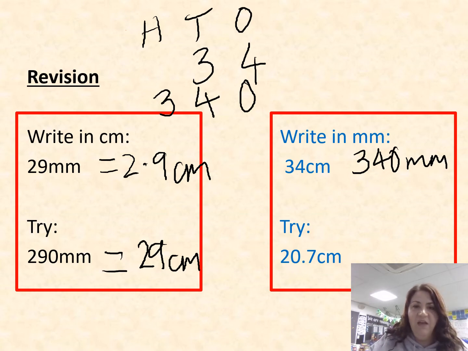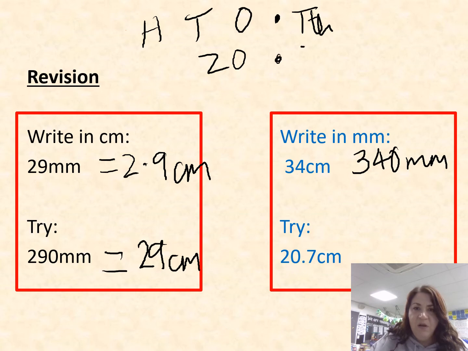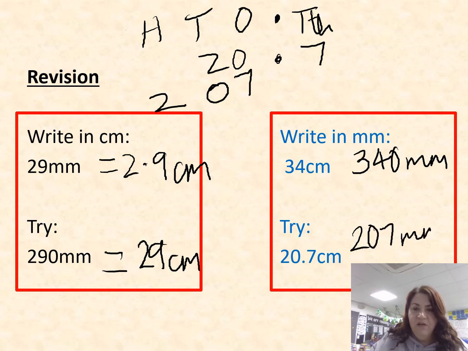And the last one, 20.7. Okay, well, 20.7, we know what we've got to do. We've got to multiply by 10 because there are 10 millimeters in a centimetre. So 20.7, let's add to our place value. We know we're multiplying by 10, so they're still only going to move one place to the left because we're getting bigger. That 0 has got to move this time, which means our 7 is going to go there. So we're going to have 207 millimeters.